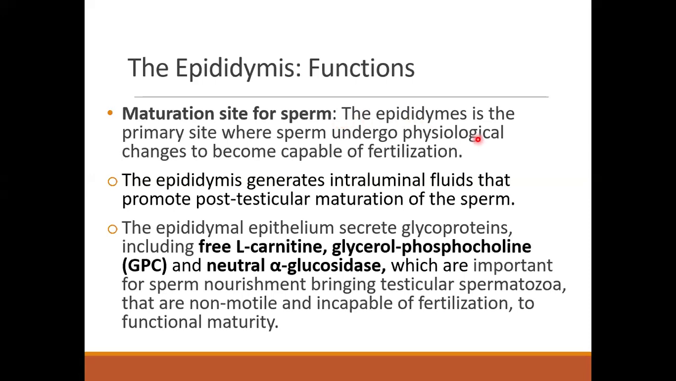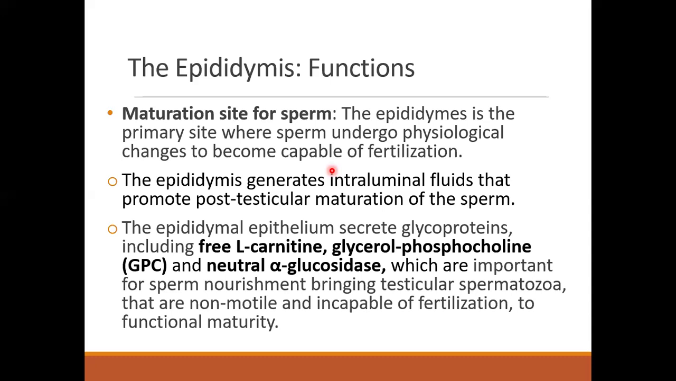So the epididymis is the primary site where sperm undergo physiological changes to become capable of fertilization. You see, the other slide had capable of fertilizing an egg. That is what I wanted to say there. So once the sperms pass through the epididymis, then they can be said to be mature. If you have a lot of immature sperm cells, of course, you talk about epididymal dysfunction. It means that there's a problem with the epididymis and not from the testes. The testes produce sperms, and then the epididymis is supposed to make sure that they mature.